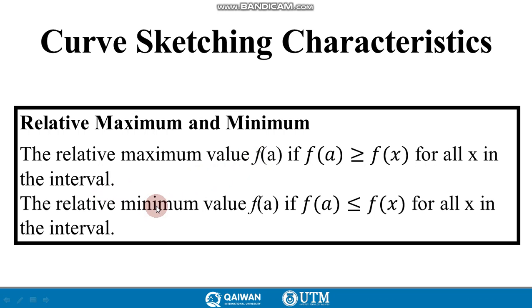And for the relative minimum, we say f of a is the relative minimum if f of a is less than or equal to f of x for all x in the interval. That means if we have a given interval and a belongs to the interval, we say f of a is called the relative minimum if f of a is less than or equal to f of x for all x in the given interval.